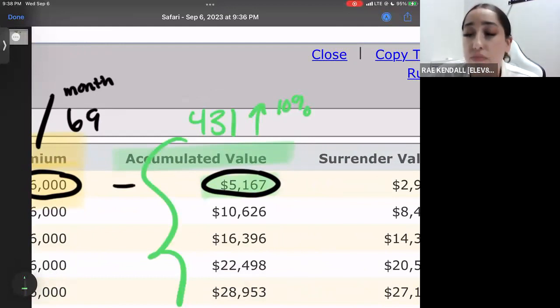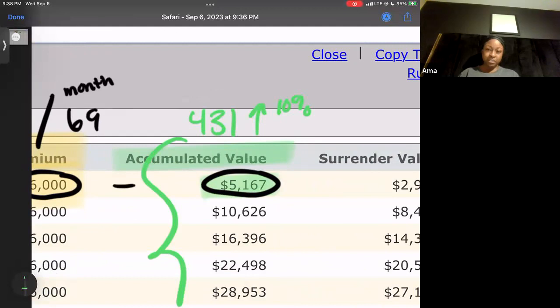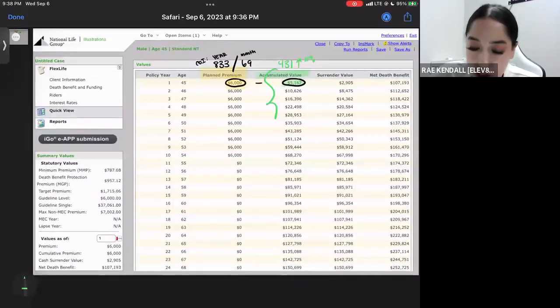And then I usually ask them, does that make sense? How do you know it's growing at 10%? Because this illustration is based off of 6 to 10%. Our cap is 10 with NLG. Anyone have questions about cost of insurance right here?